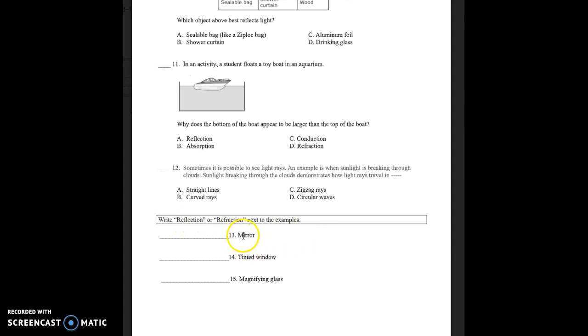Write reflection or refraction next to the examples. Number 13. Mirror. Number 14. Tinted window. Number 15. Magnifying glass.